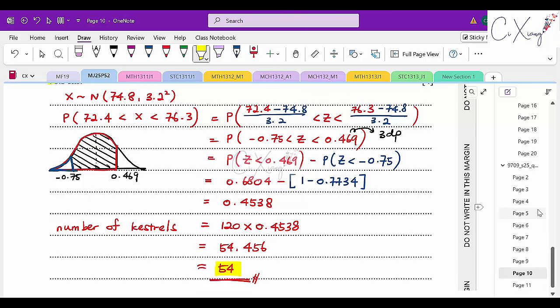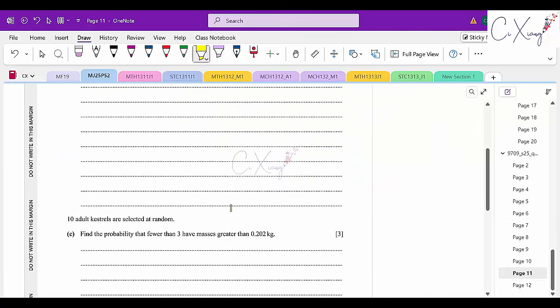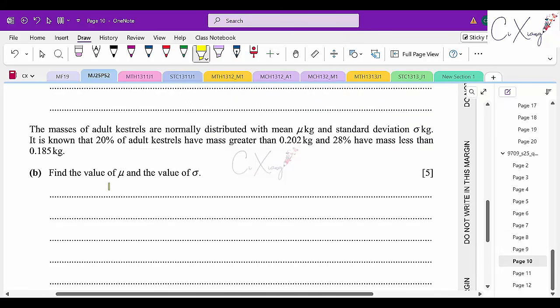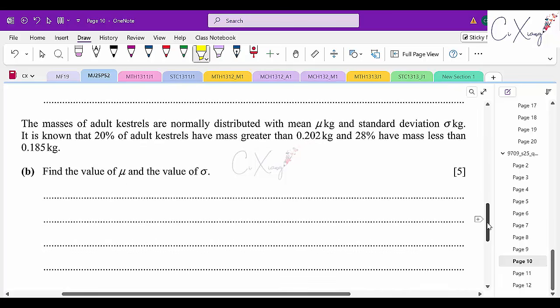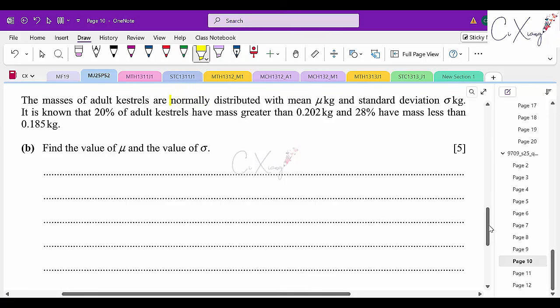Then let's continue to 7B. Now they are saying that the mass is still normally distributed, with mean mu kilogram and standard deviation sigma kilogram. Note that 20% of the adults have mass greater than 0.202, and 28% have mass less than 0.185. Find the mean and also the standard deviation.